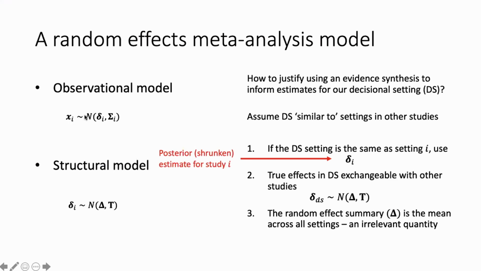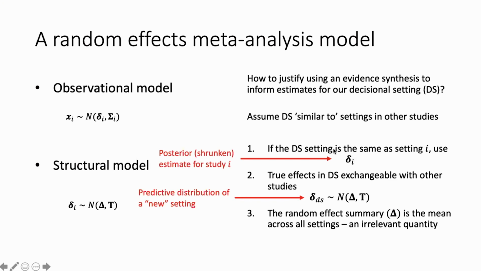ignoring everything else. If my decisional setting is not exactly the same as that of a particular study, but it is simply considered as similar or as dissimilar with any other study in this collection, then what I should be doing is saying that the effects that I'm after are simply exchangeable with the other studies, and they can be obtained from this distribution. And we have a name for this, and we call it the predictive distribution of a new setting.